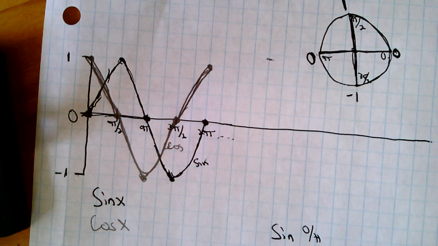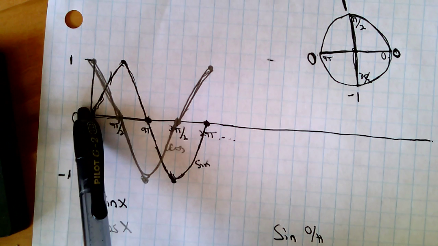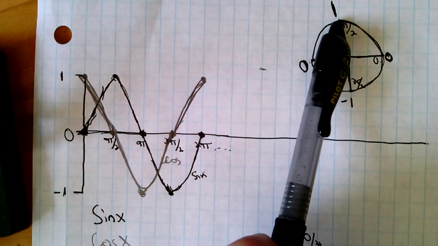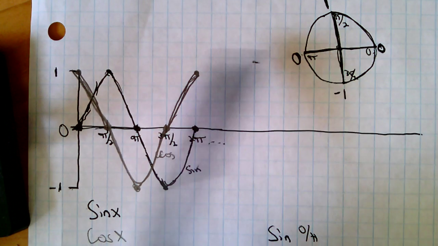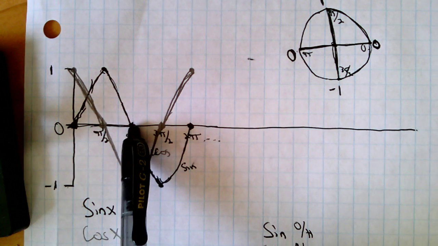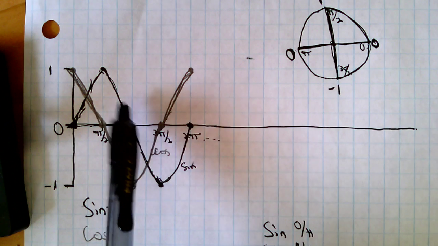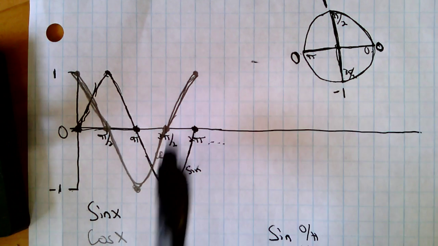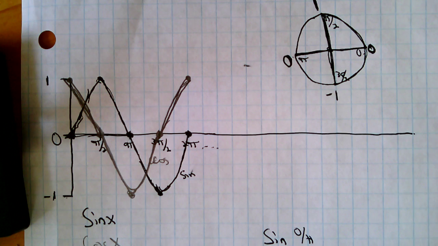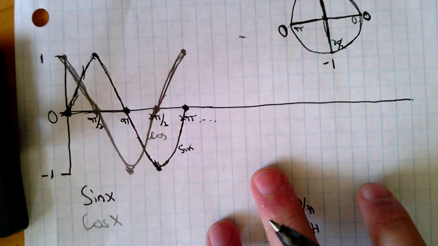So if you start at 0, it goes to pi over 2 radians, and it goes to 1. Then you go to pi radians, and it goes back down to 0. Then it goes to 3 pi over 2, and down to -1. And it goes to 0, and then up to 2 pi. So, wow, that's pretty great. It's pretty cool. It follows the whole circle.